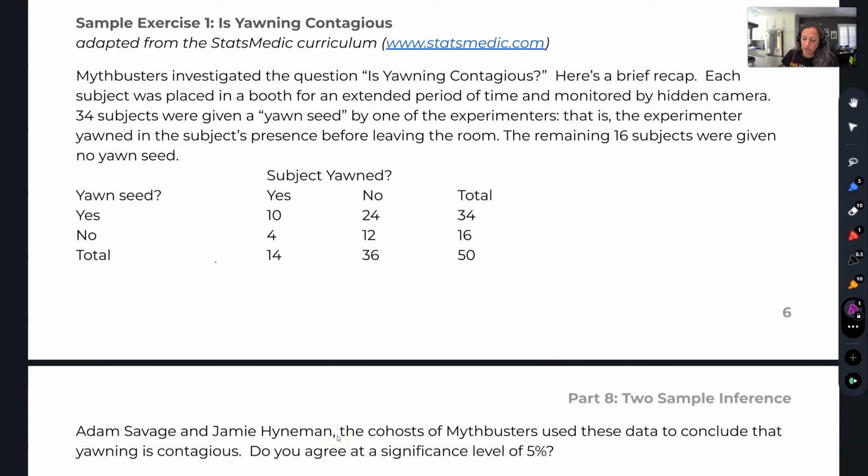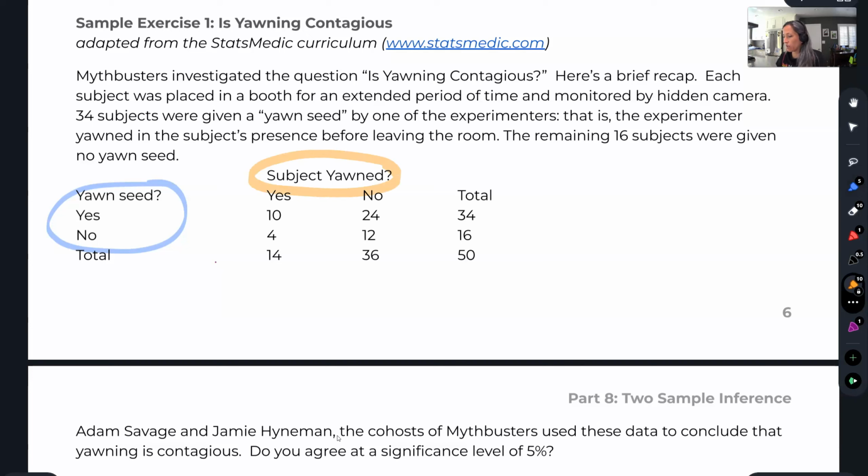So in this one exercise, we're going to do everything from start to finish of our hypothesis test. So we have this question, is yawning contagious? In this Mythbusters episode, they had subjects either seated with a yawn, so they had someone yawn in front of them, or they were not, and then they recorded whether or not the person in the room yawned. And so we can see here are our explanatory variables, whether or not they were given a yawn seed, and we have our response variable, whether or not the subject then yawned.